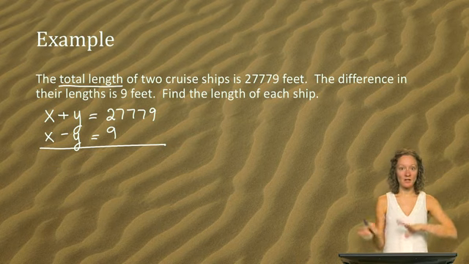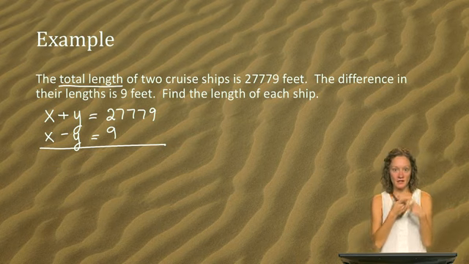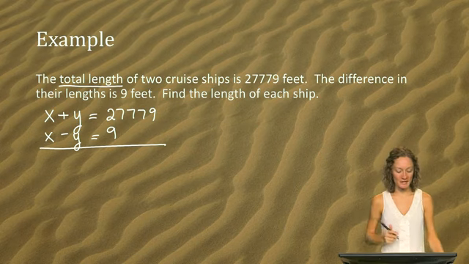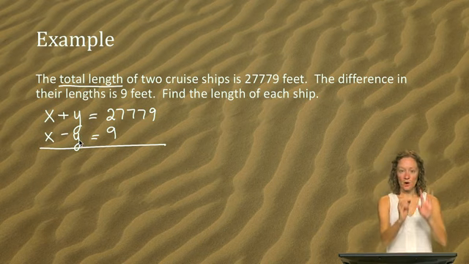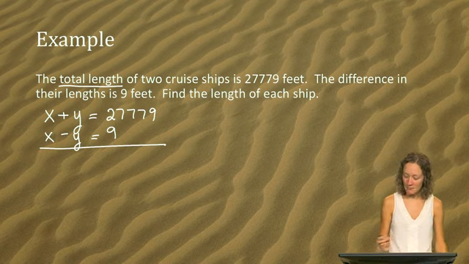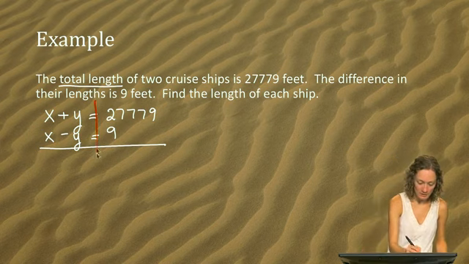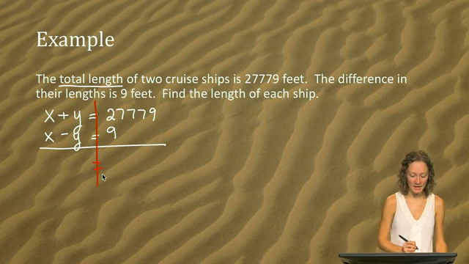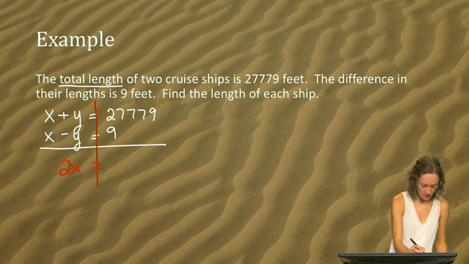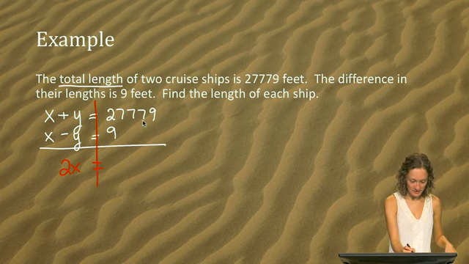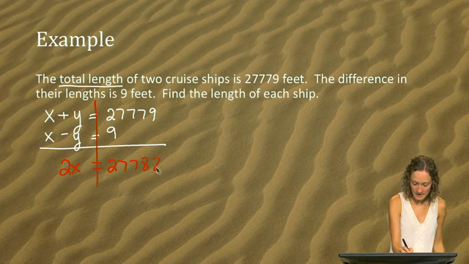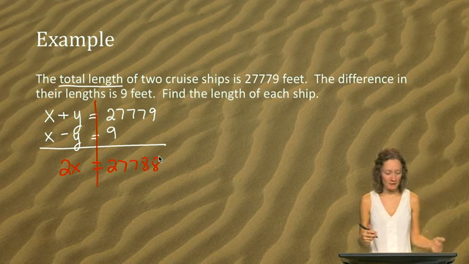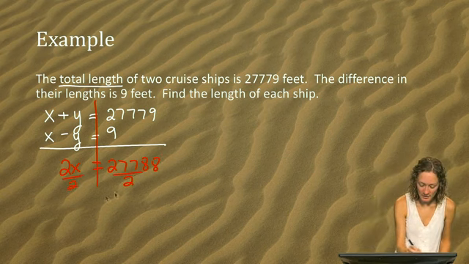We've translated, and now we go back to the previous section and say, okay, graphing, substitution, elimination. What makes the most sense? I'm going to pick elimination in this case because I have a positive 1y and a negative 1y. They're already set up nicely, so when I vertically combine, one of them will cancel out. Remember, it needs to line up along the equal sign. X plus x gives us 2x, and 27,779 plus 9 is 27,788. Then we continue solving for x. So divide both sides by 2.